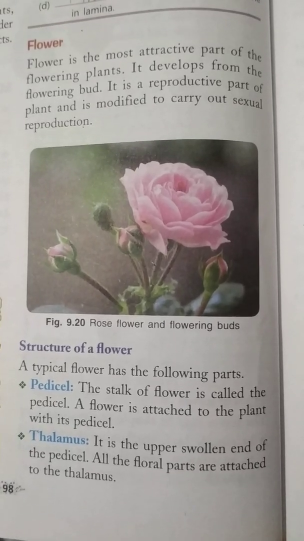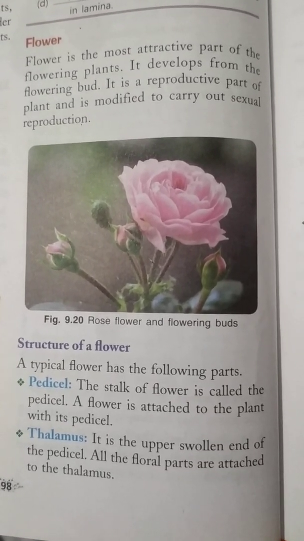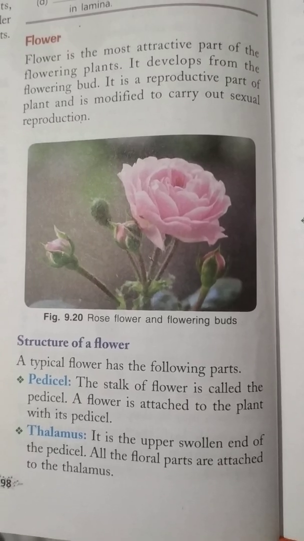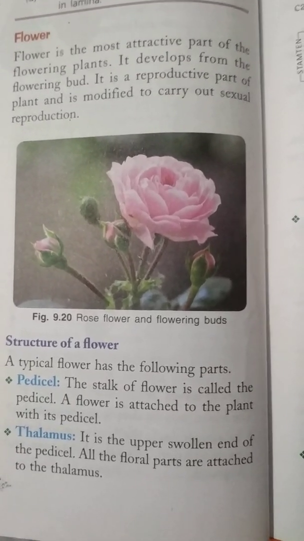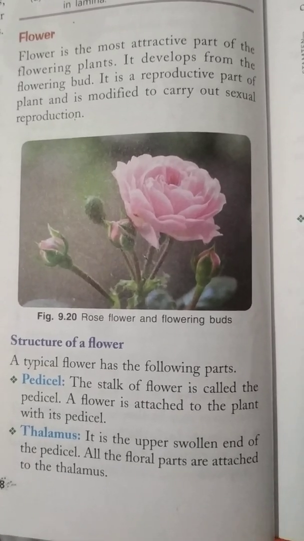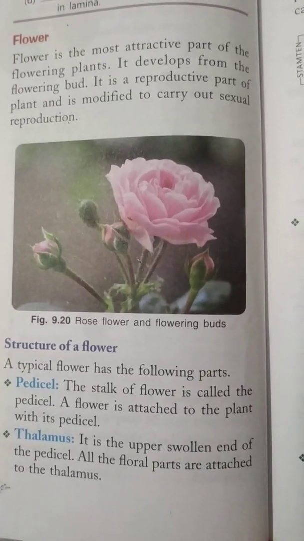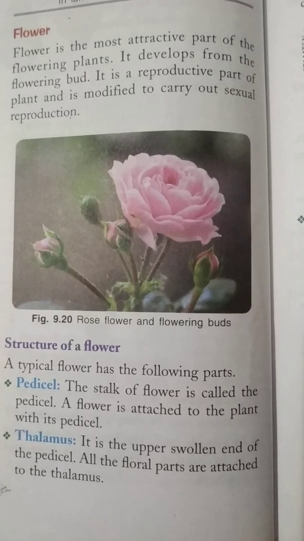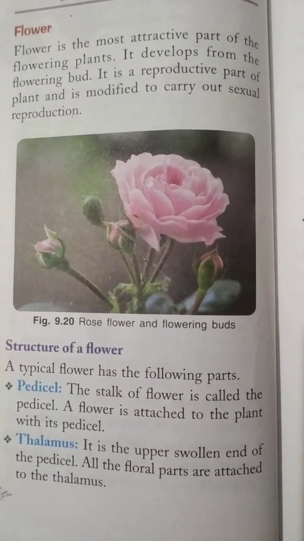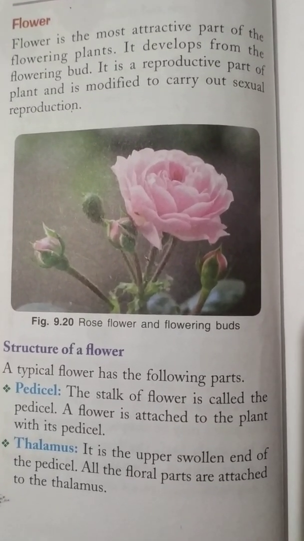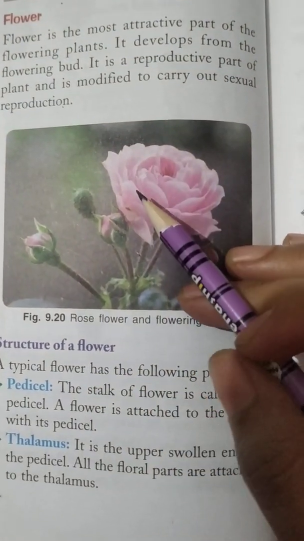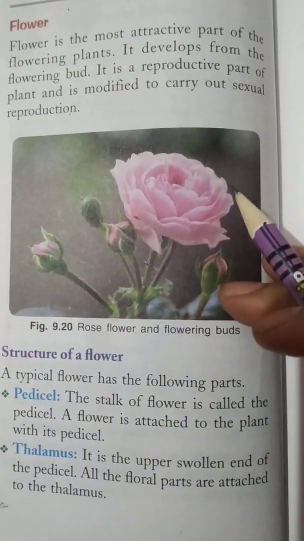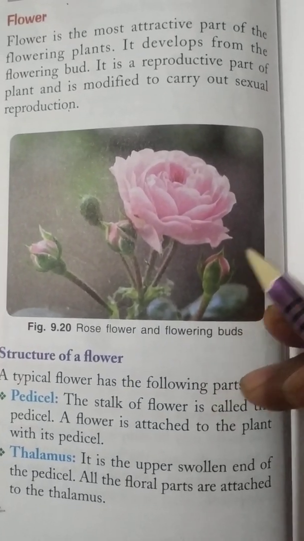Good morning, students. Today we are going to study about flowers. Flowers are the most attractive part of the plant. It is the colorful part of the plant. It develops from the flowering bud. It is the reproductive part of the plant and is modified to carry out sexual reproduction.